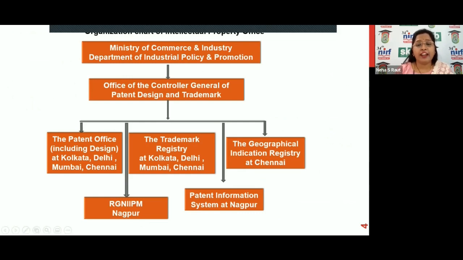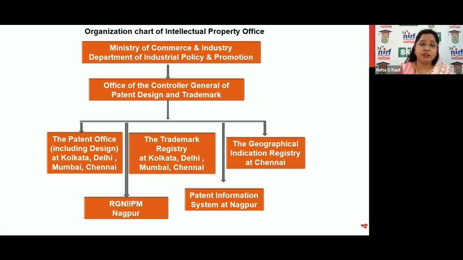And at Nagpur, we have the Patent Information System, that is the Rajiv Gandhi National Institute of Intellectual Property Management, Nagpur, through which you can get all the patent information. It has been there in Nagpur for around 15 years. And even we at SKV have been in association with RGNIIPM for a long time. So this is the whole organization chart. And for taking protection of any of your IP, you can take information from the Nagpur office.